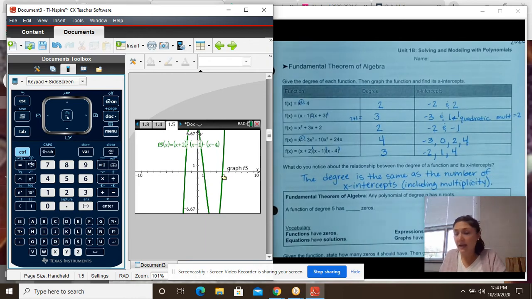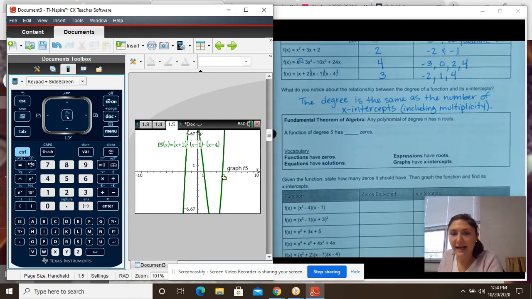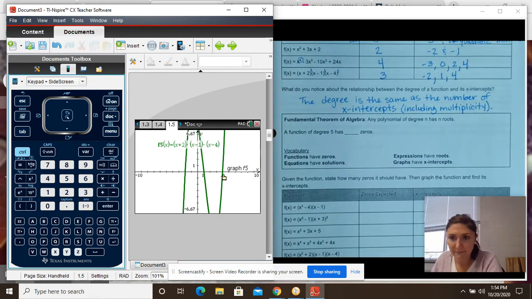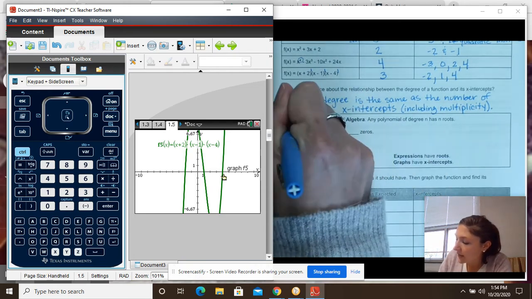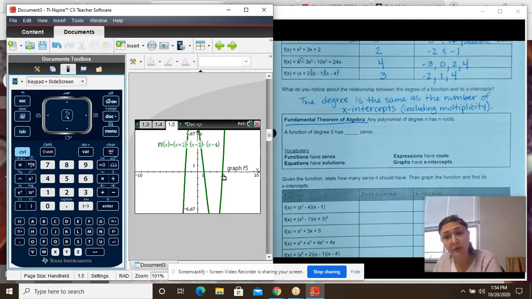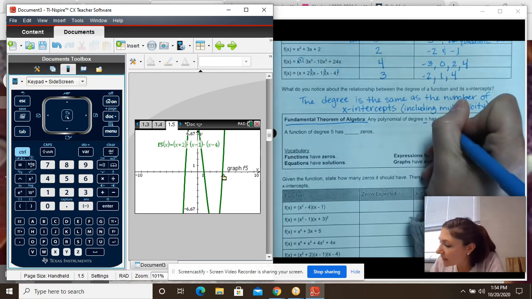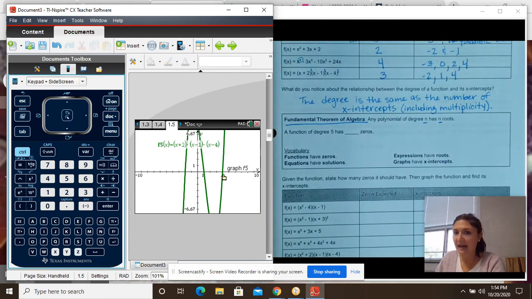That's actually a really important idea for algebra. That's what we call the fundamental theorem of algebra. Anytime you're in a class and you learn something that's called the fundamental theorem of the name of that class, that's a pretty good hint that's kind of important. So the fundamental theorem of algebra is what we're going to use a lot in this unit. And it's this idea that whatever the degree of my polynomial, that's how many roots I should expect to have.